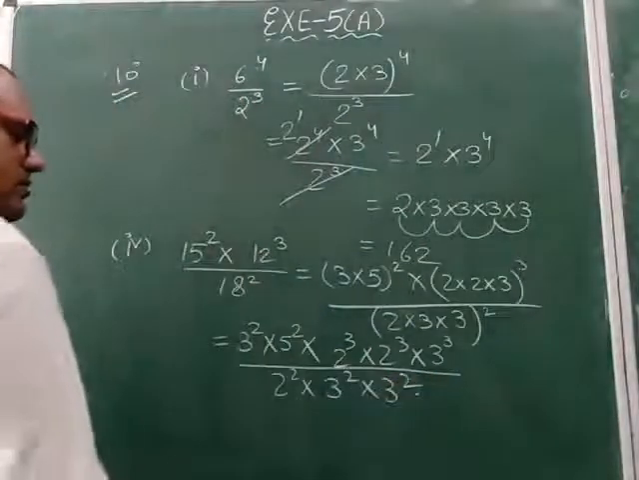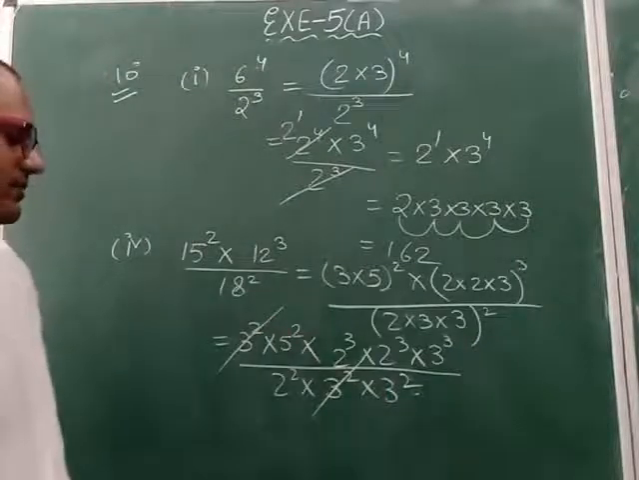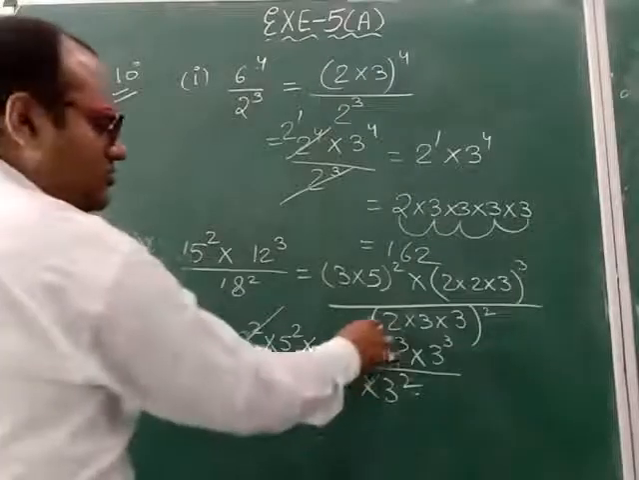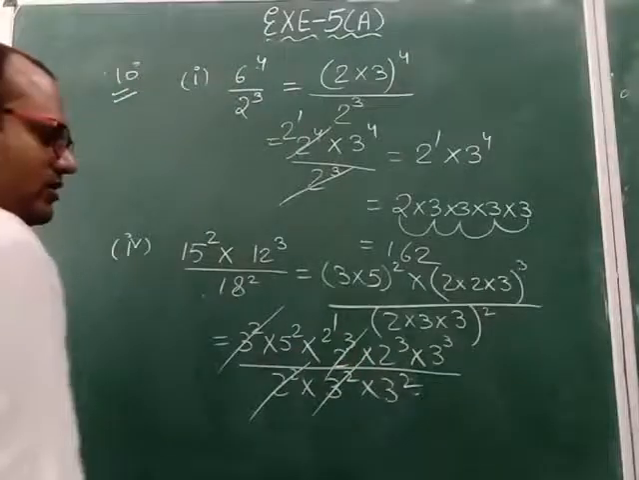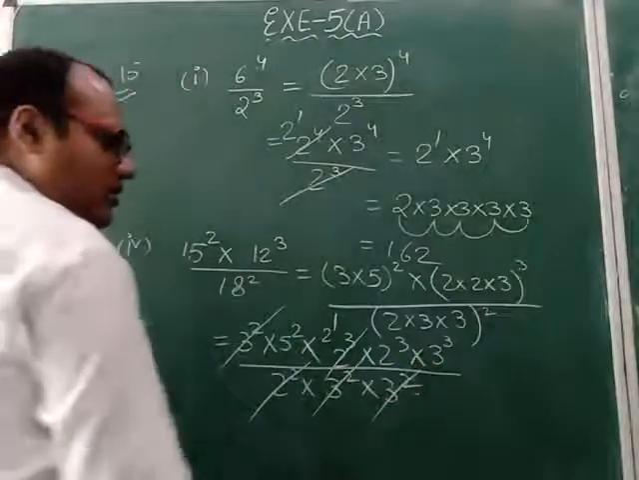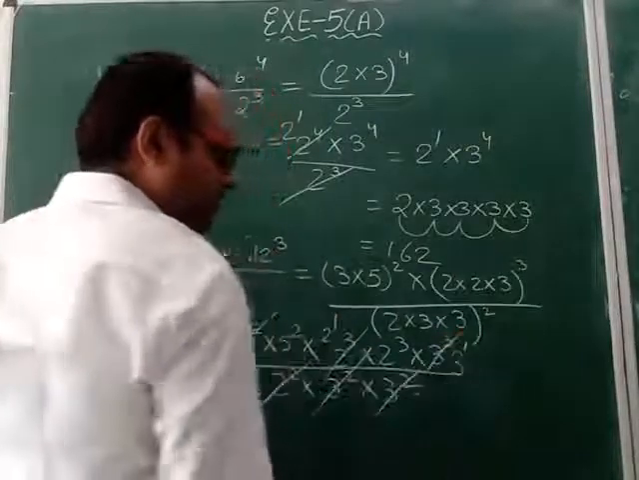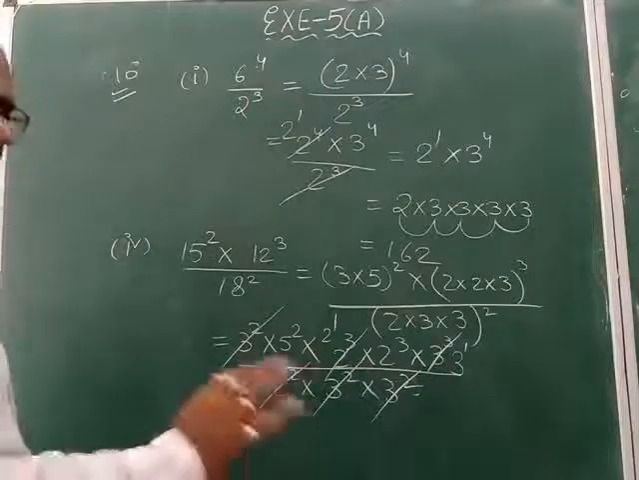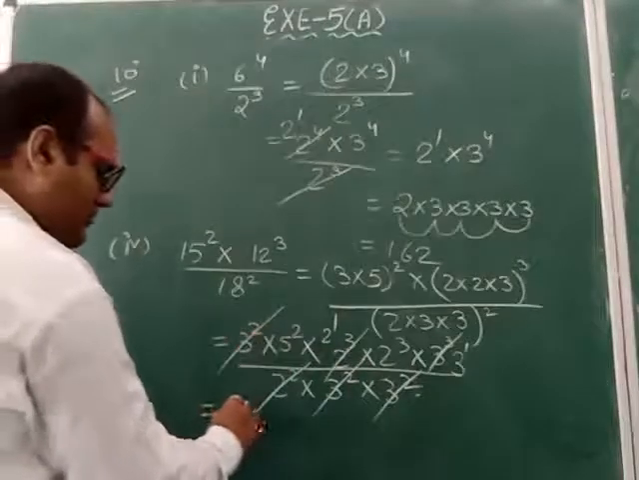Next step, 3 power 2 and 3 power 2 will get cancelled. 2 power 2, upside it is 2 power 3, so 2 power 1 is remaining. 3 power 2 and 3 power 3 when we cancel, here we will get 3 power 1 remaining. Now downside no number is remaining. Upside 5 power 2 is remaining.